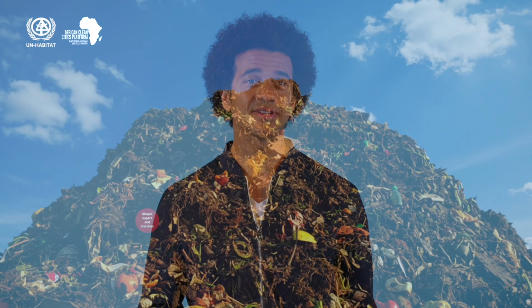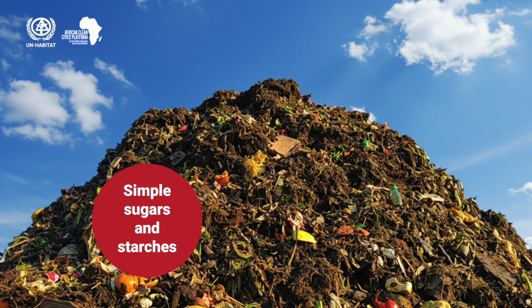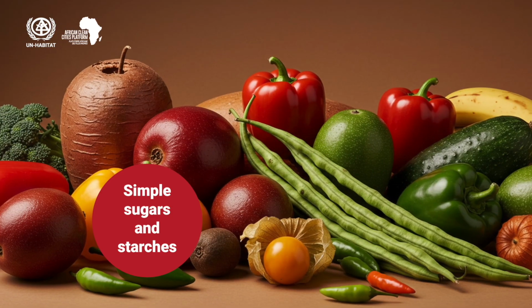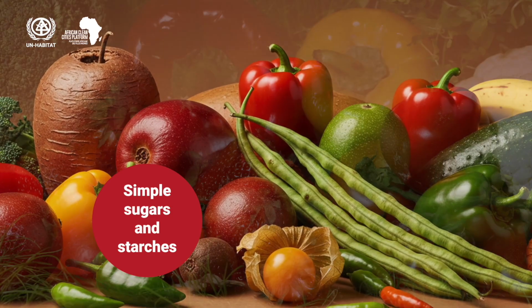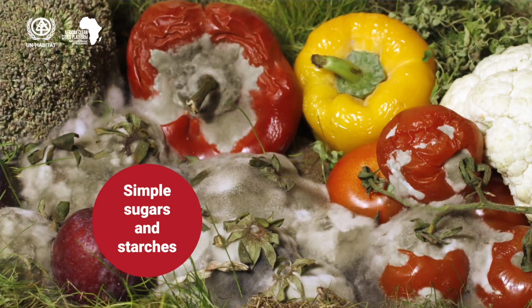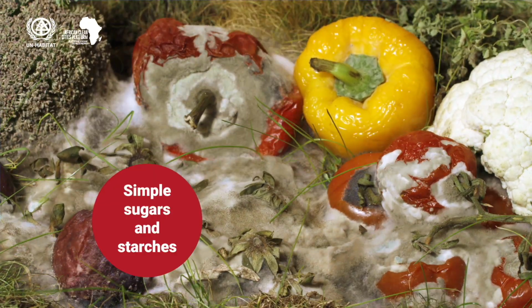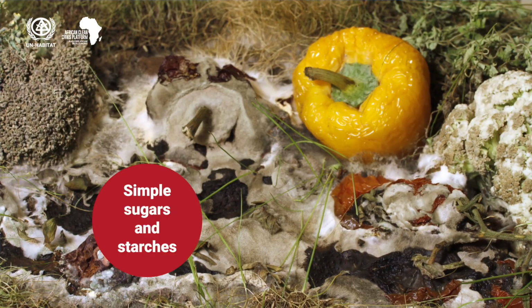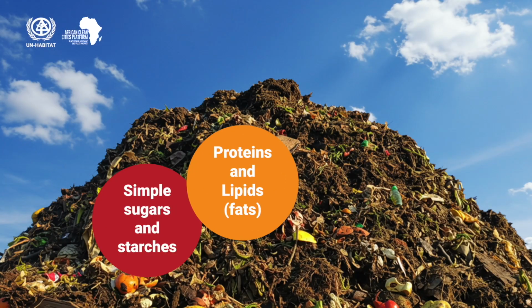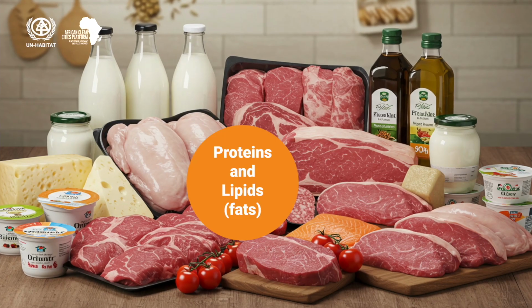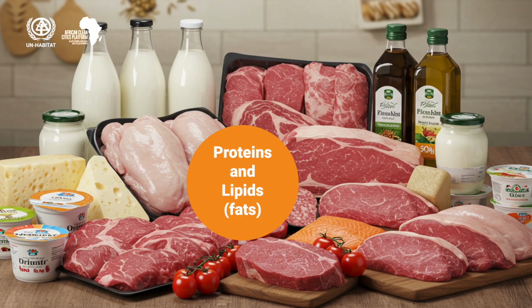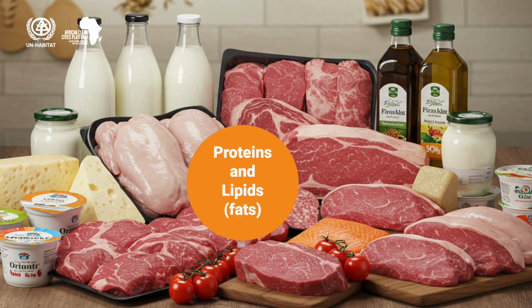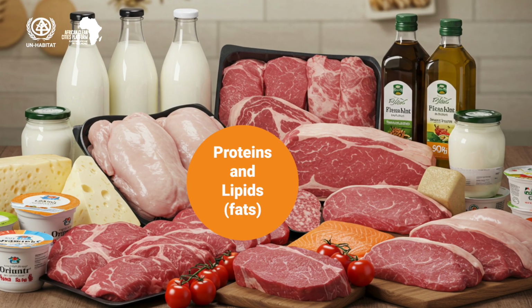There's simple sugars such as starches, glucose, and fructose. These are found in fruits, vegetables, and sugary foods. They decompose very quickly and act as a primary energy source for both aerobic and anaerobic microbes. Next, we find proteins and fats. These are found in meat, dairy, and oils. They decompose at a moderate rate, releasing nitrogenous and sulfurous gases.